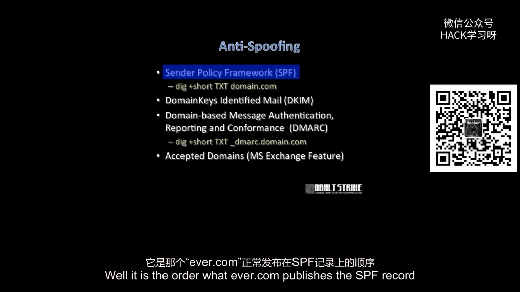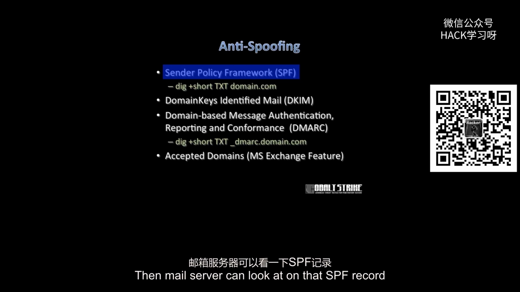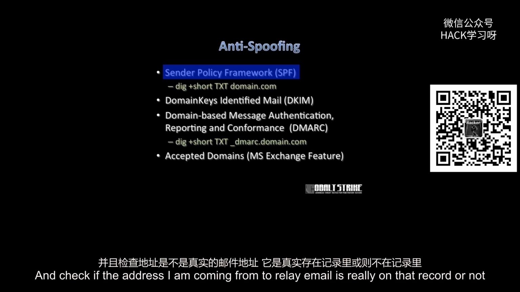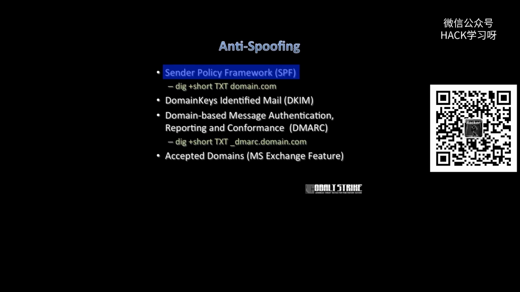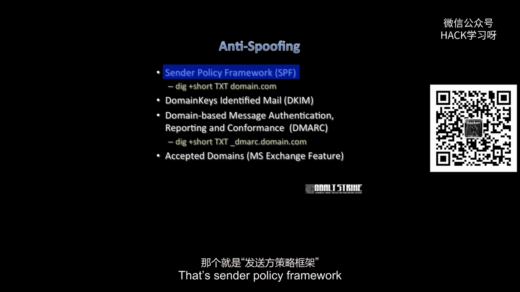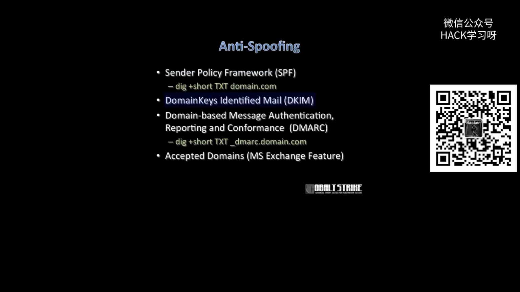for. Well, if the owner of whatever.com publishes an SPF record, that mail server can look at that SPF record, it's just a text record lookup anyways, and check if the address I'm coming from to relay email is really in that record or not. And if it's not, the mail server can immediately know something's going on. And that's Sender Policy Framework. Sender Policy Framework is a way to prevent spoofing of the envelope.